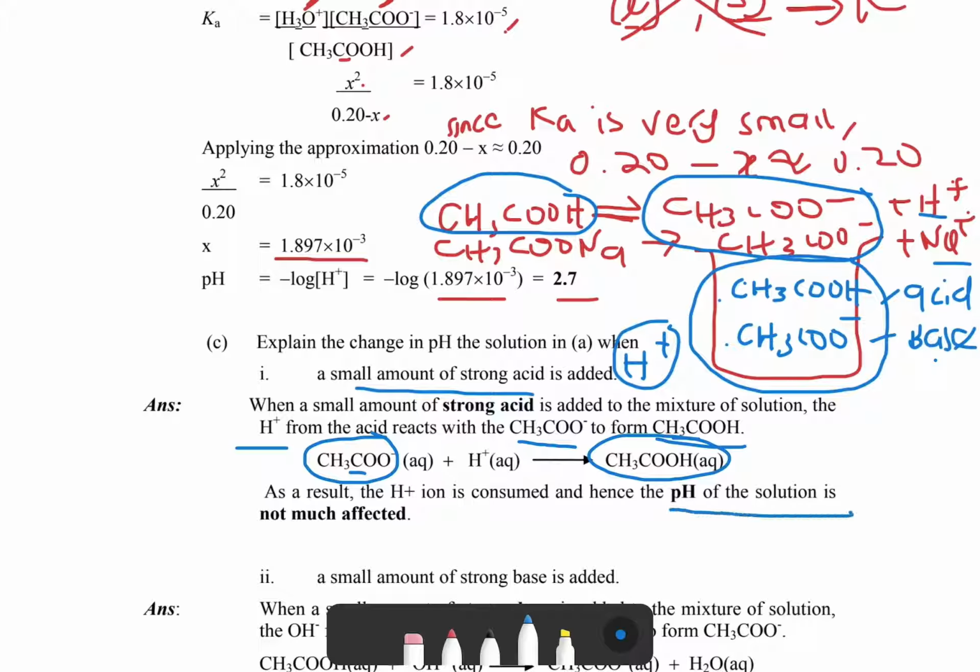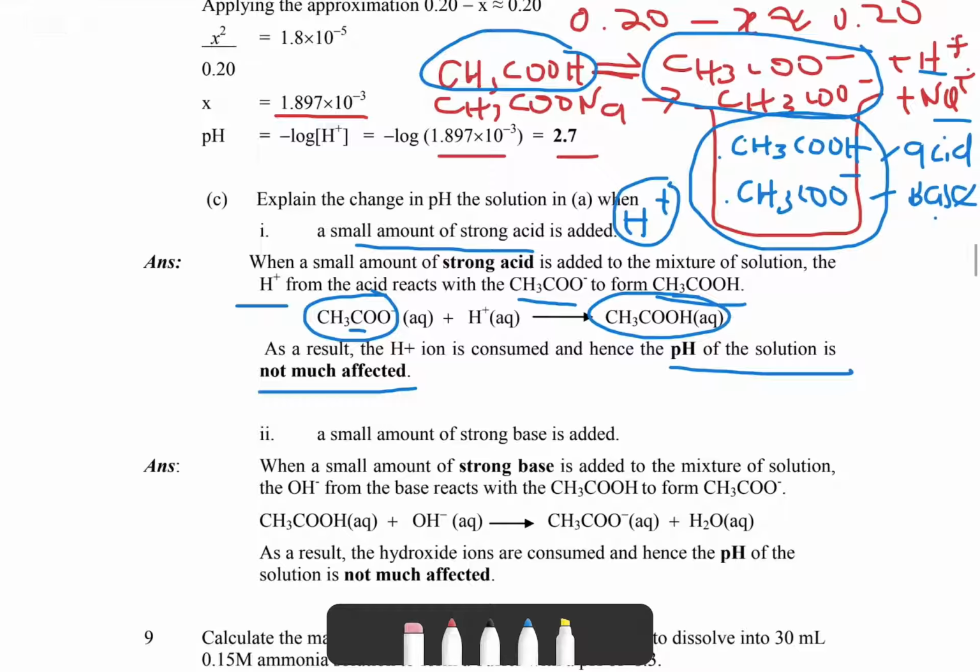Okay, kenapa dia tidak much affected? Because the concentrations of the hydrogen ion is not increased. Why is not increased even though dia masukkan itu hydrogen ion? Because the hydrogen ion is consumed. The hydrogen ion is react with the CH3COO negative. So dia tidak sempat naiklah concentration dia. Okay.